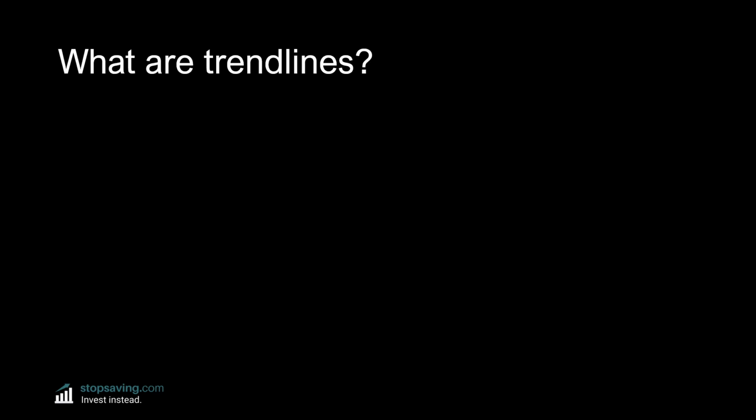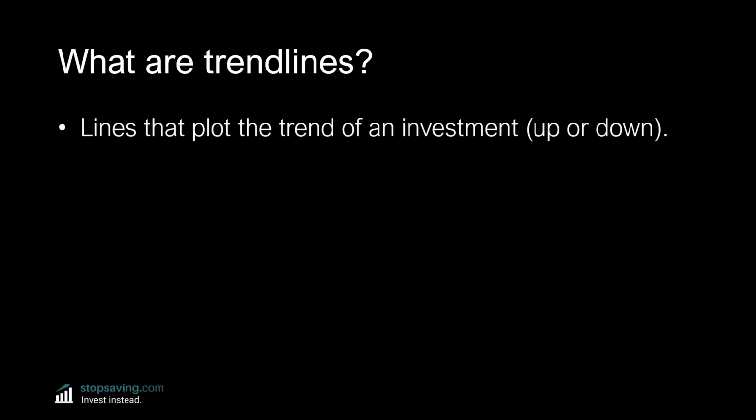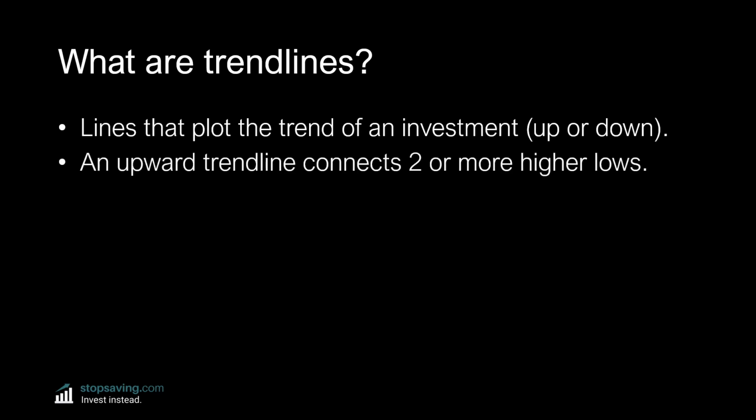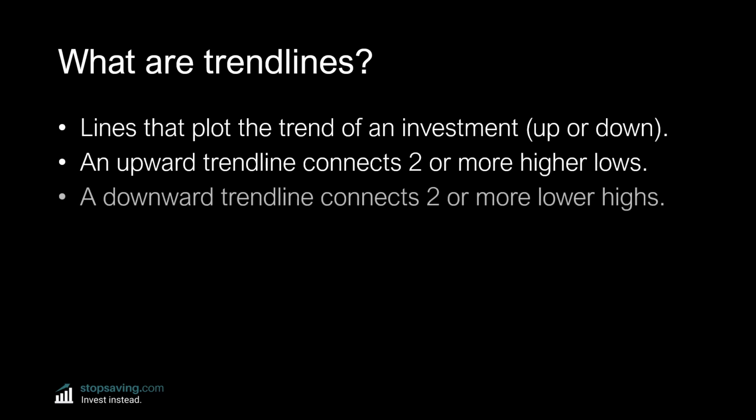So first things first, what exactly are trend lines? Well, as the name suggests, these are lines on a chart that plot the trend of an investment, whether that trend is up or down. An upward trend line shows the price trending higher, and it connects two or more higher lows in the price. And a downward trend shows the price trending lower. This one connects two or more lower highs.